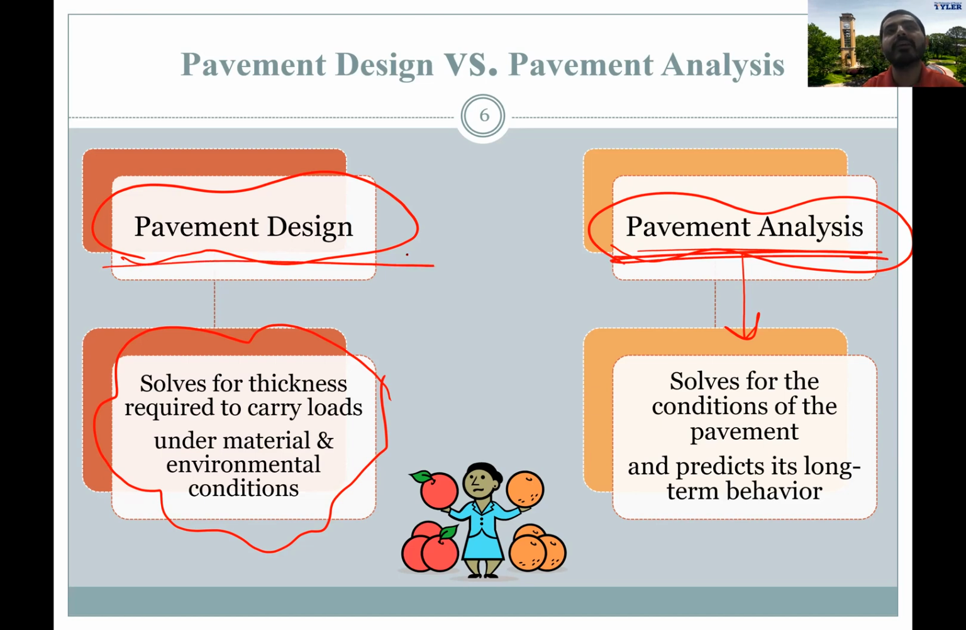For pavement design, it's a brand new road. You're designing a brand new road, or maybe an overlay. So you need to come up with the required thickness for each one of these multiple layers. That's really the major difference, if I ask you in the exam, what's the difference between pavement design and pavement analysis?